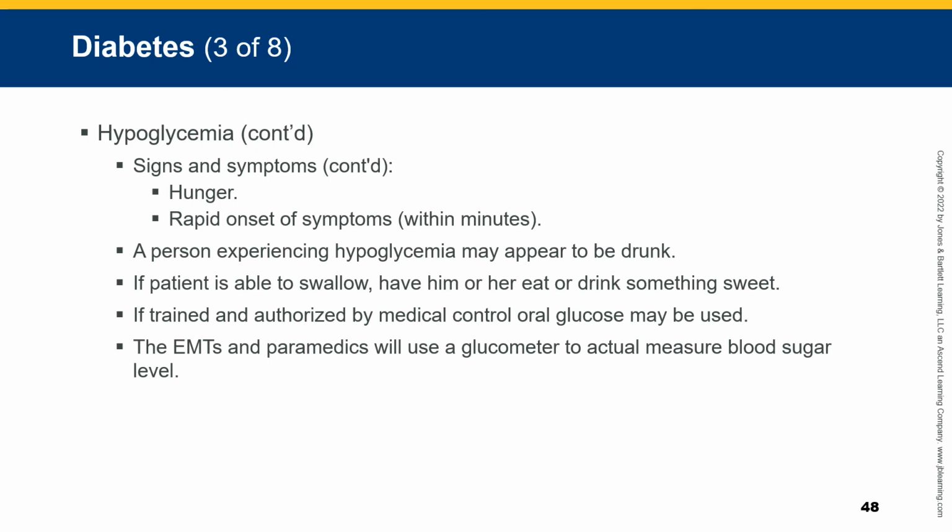Suspect low blood sugar if the patient has a history of diabetes or is wearing emergency medical information, such as a medical bracelet. Sometimes it's a pendant necklace. If hypoglycemia is not diagnosed and corrected by rapid administration of glucose in some form, the patient may die. A person experiencing hypoglycemia may appear to be drunk.